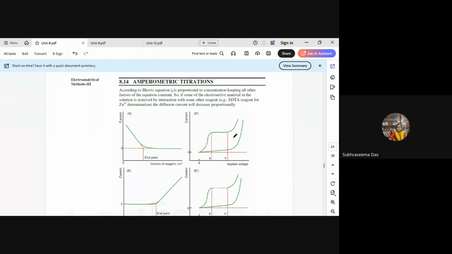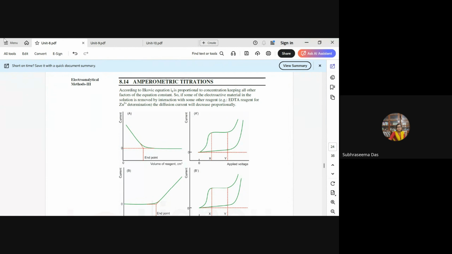So now we'll start with amperometric titrations. Similar to conductometric titrations and potentiometric titrations, we also have amperometric titrations. Different types of amperometric titrations are there, so we'll discuss them one by one.